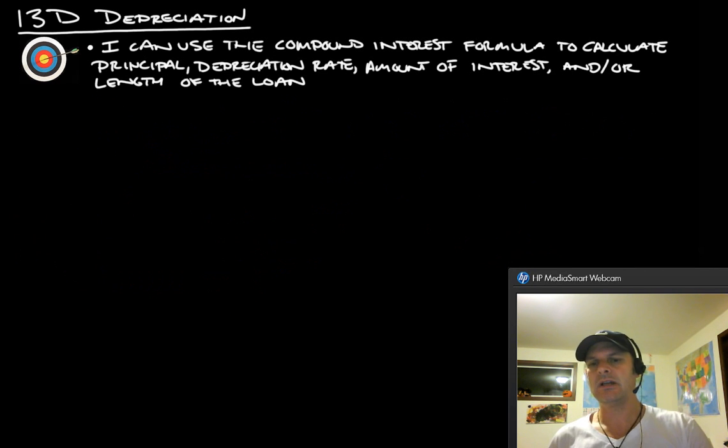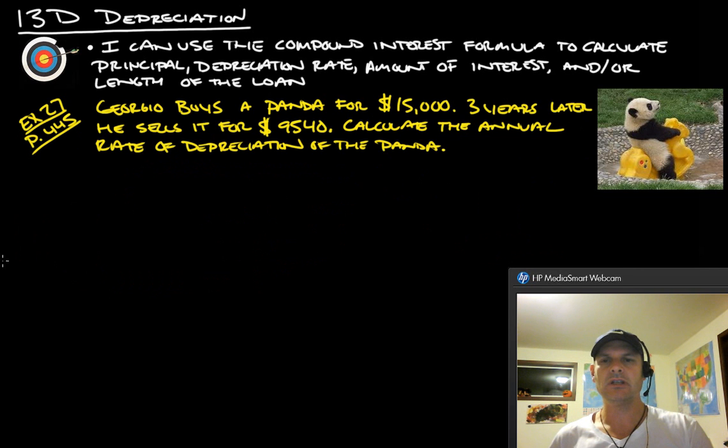And let's try one more just for good measure here. Okay, this is example 27 from page 445. Giorgio buys a Panda for $15,000. 3 years later, he sells it for $95.40. Calculate the annual rate of depreciation of the Panda.